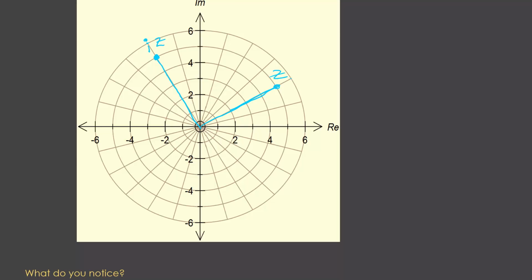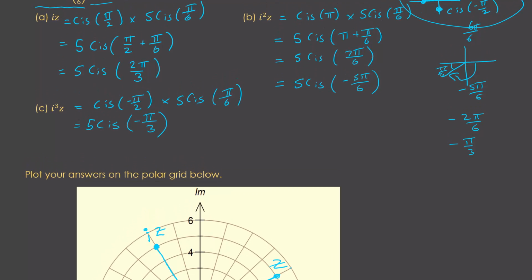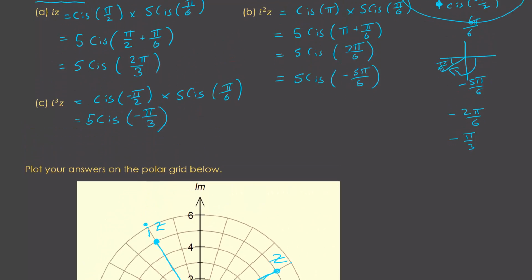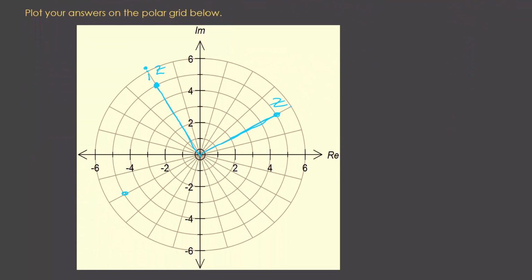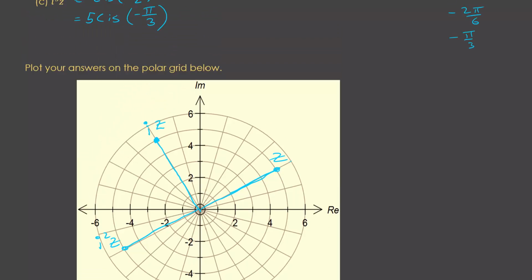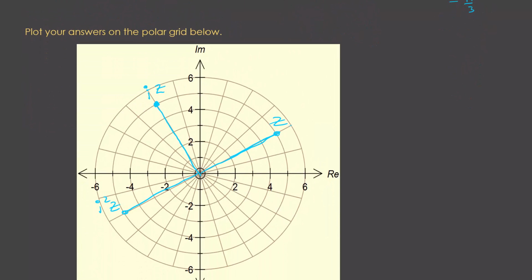And then iz we've put on. i squared z is 5 cis negative 5 pi by 6. So that one is just here. So that one is i squared z. And then the final one, 5 cis negative pi by 3. And that would be just here. So that one is i cubed z.